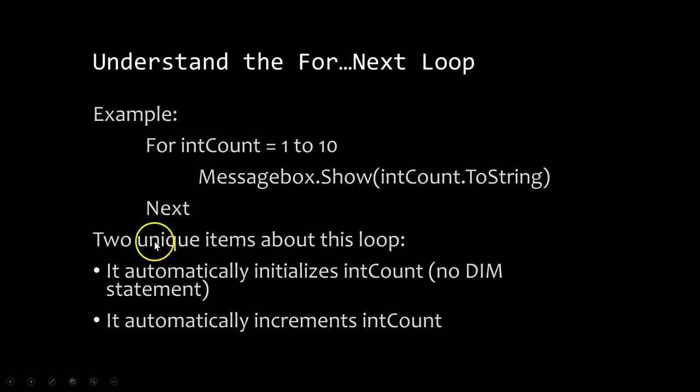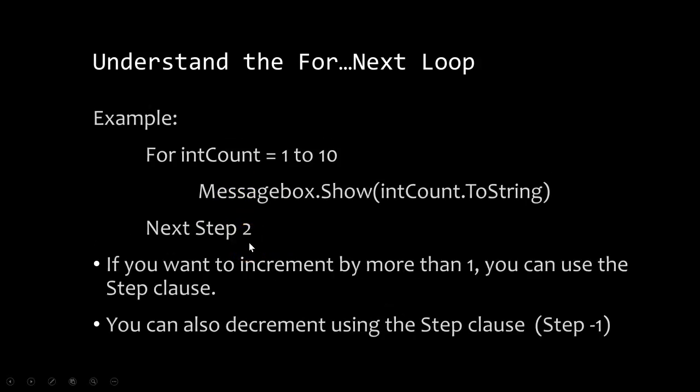Okay, so as I said here, two unique items about this loop. It automatically initializes the count. Okay, no dim statement is required. And it automatically increments int count. You literally don't have to dim this thing. This right here automatically does two things. Establishes the variable, and it automatically initializes it. Pretty cool. And it automatically increments. So it's a powerful little loop. So for int count 1 to 10, go from there.